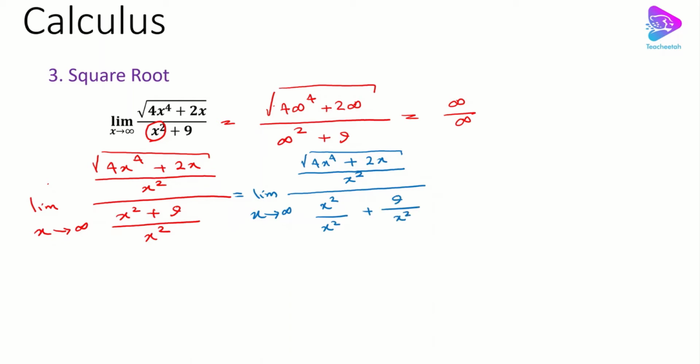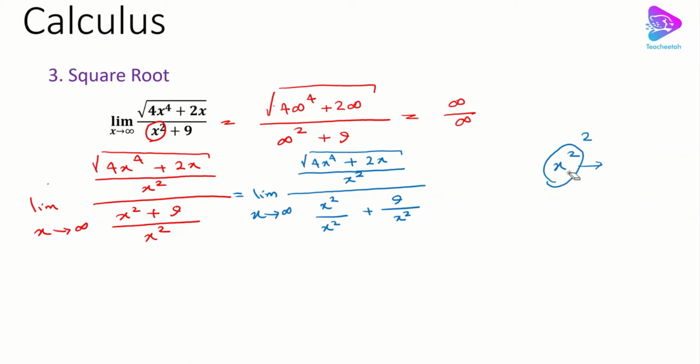Okay, but how can we sneak this x squared inside that square root? What can we do for that? Remember this, whenever we have x squared of something, we can put it inside the square root, but it should be powered up by 2, because we are putting it inside a square root.